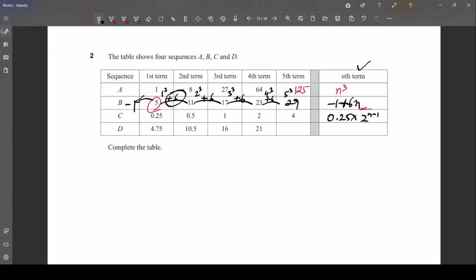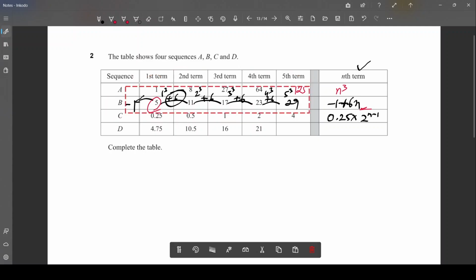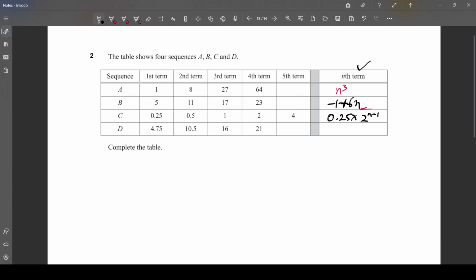So in this question, you can see what is happening. 5 minus 0.25 gives you 4.75. 11 minus 0.5 gives you 10.5. 17 minus 1 gives you 16. 23 minus 2 gives you 21. Here I got 29, so 29 minus 4 gives you 25. So the term is actually b minus c, and I am getting d, right?